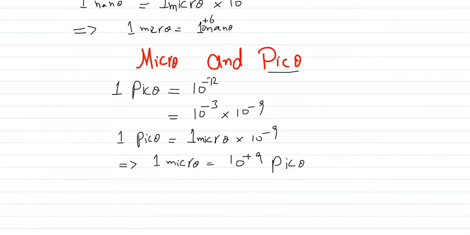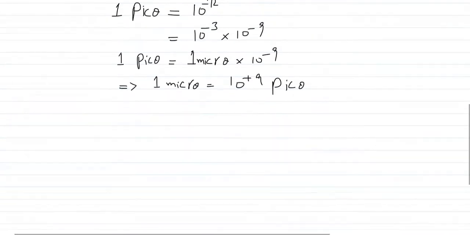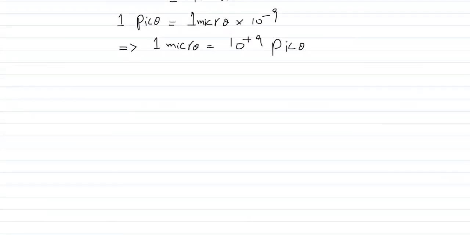Okay, now we are discussing the relation between pico and nano. You know that 1 pico is equal to 10 raised to power minus 12. So I write here 1 pico is equal to 10 to the power minus 12, and we are converting it in the form of nano.